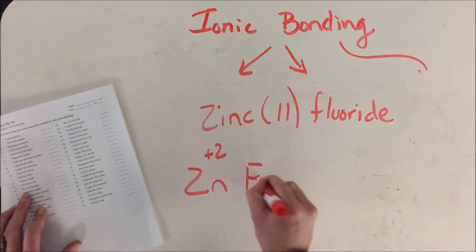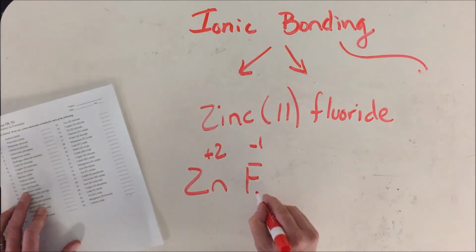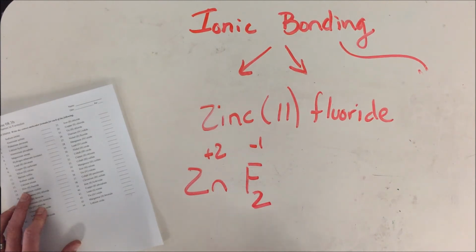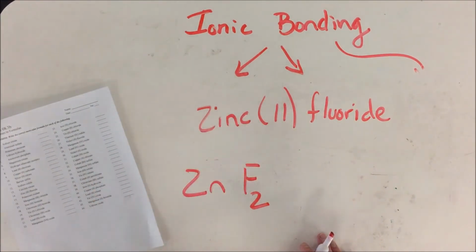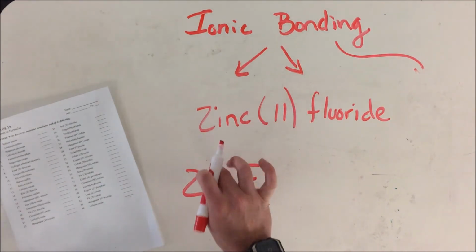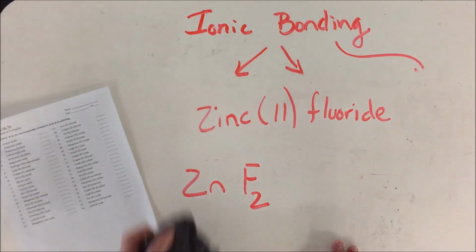Now I know fluoride is a -1. This is not a 1-to-1 ratio. I would technically need 2 of those. So ZnF2, zinc(II) fluoride. Again, the 2 indicates the charge of the zinc, not how many atoms of zinc I have. All right, that was your answer to number 14.